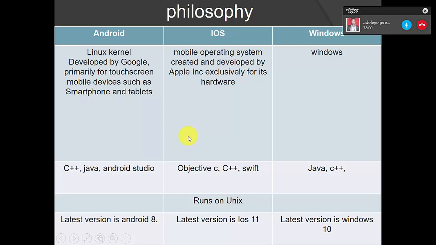The iOS operating system is also a mobile operating system, but it's developed by Apple Corporation, and it's exclusively for Apple hardware only, unlike Android, which is an open source operating system. China phones download the Android operating system and run it on their hardware. So iOS is not free-to-air software. It uses Objective-C.